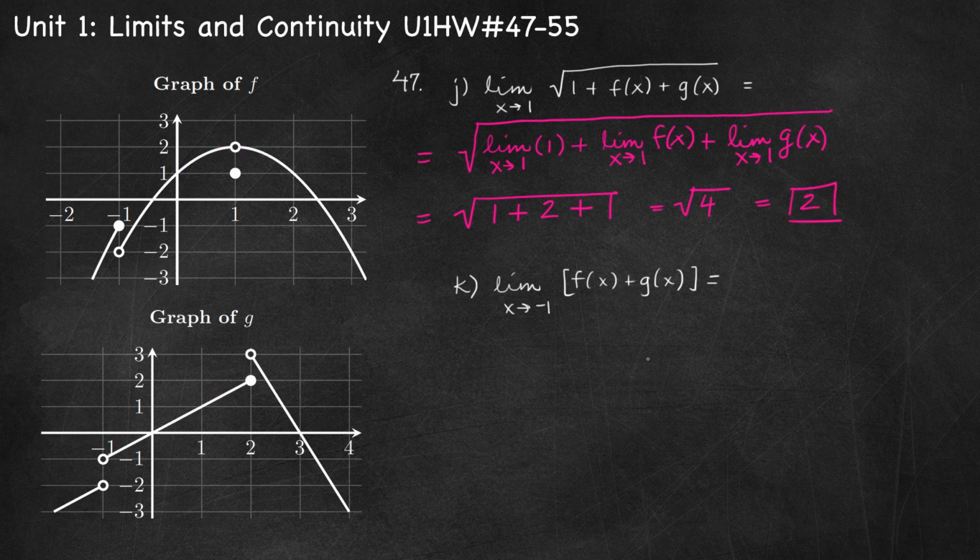And part K, we want the limit of f plus g as x approaches negative 1. So this will be the limit as x approaches negative 1 of f of x plus the limit as x approaches negative 1 of g of x. Limit of f as x approaches negative 1. Well, from the left, the limit is negative 1. From the right, the limit is negative 2. So this limit does not exist. And therefore, the sum would also not exist.